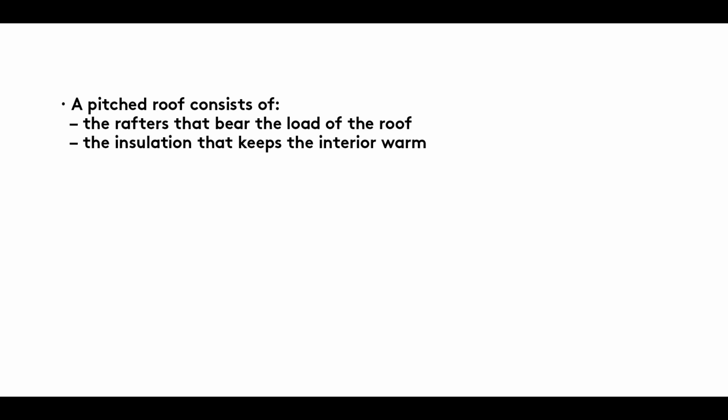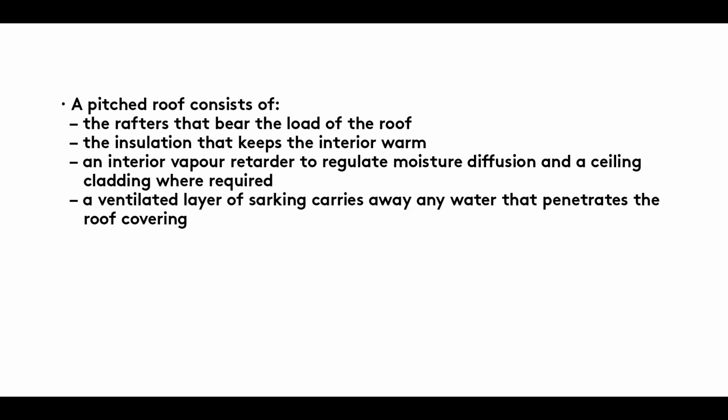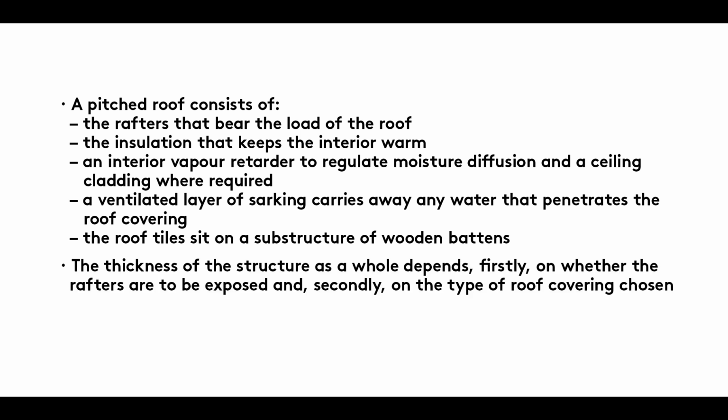Summary: a pitched roof consists of the rafters that bear the load of the roof, the insulation that keeps the interior warm, an interior vapor retarder to regulate moisture diffusion, and ceiling cladding where required. A ventilated layer of sarking carries away any water that penetrates the roof covering. The roof tiles sit on a substructure of wooden battens. The thickness of the structure as a whole depends, firstly, on whether the rafters are to be exposed, and secondly, on the type of roof covering chosen.